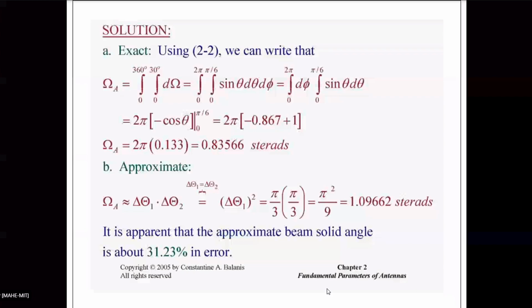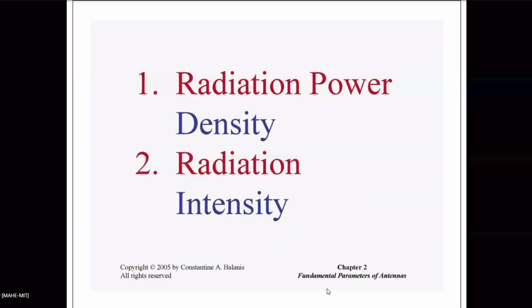So we have seen this. Next, radiation power density and radiation intensity. Till now I was telling you only about fields, the electric field. Now we are coming to power. So we have two different parameters for that. One is radiation power density. Now, what do you understand by radiation power density?